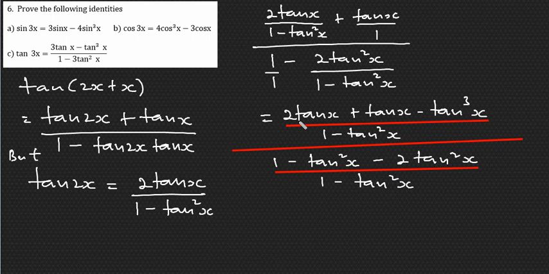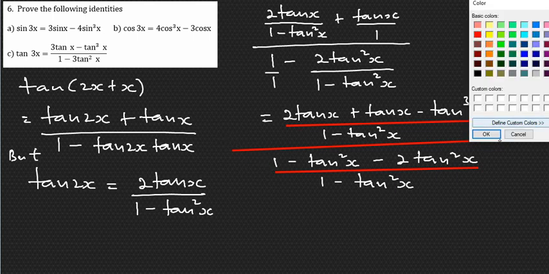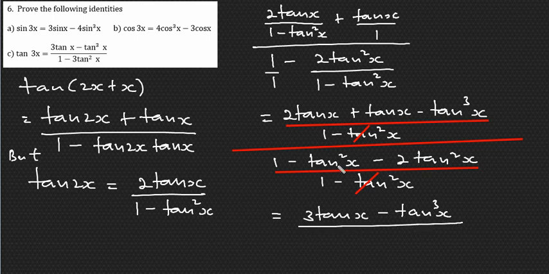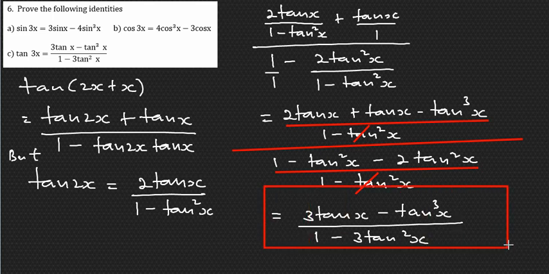So what we can see is that this one will cancel with that, and we remain with this plus this, which is 3 tan x minus tan cubed x, then over, now when you look at this, it is 1 minus tan squared x minus 2 tan squared x, which is 1 minus 3 tan squared x, which is required. Alright, so you can now conclude that the left hand side is equal to the right hand side.